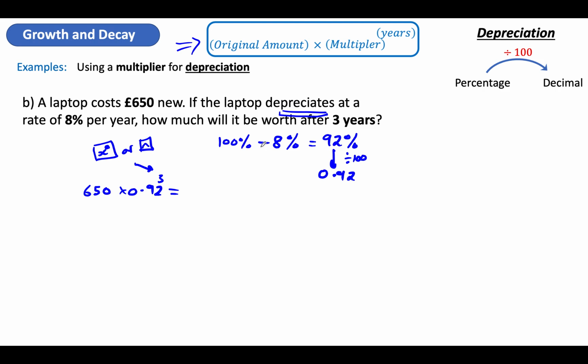Okay. Oh, I just deleted my calculation. That's very annoying. 0.92 to the power of 3 is, to the nearest pence, £506, and it says 1472, so it rounds up to 1.5, so 15 pence. Okay, so find your multiplier and then use the formula.